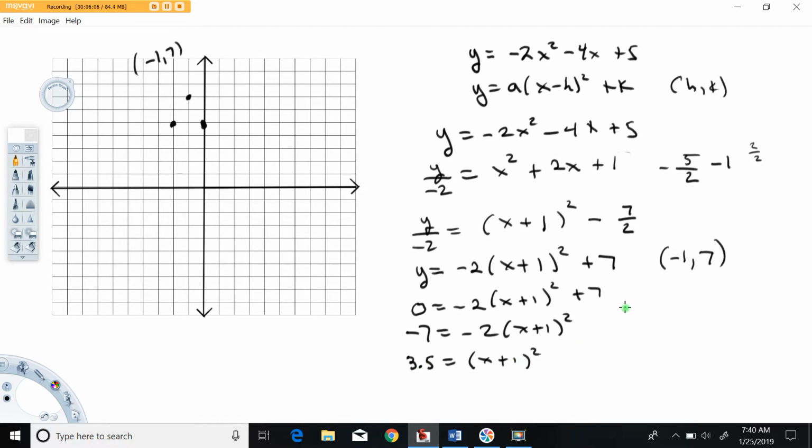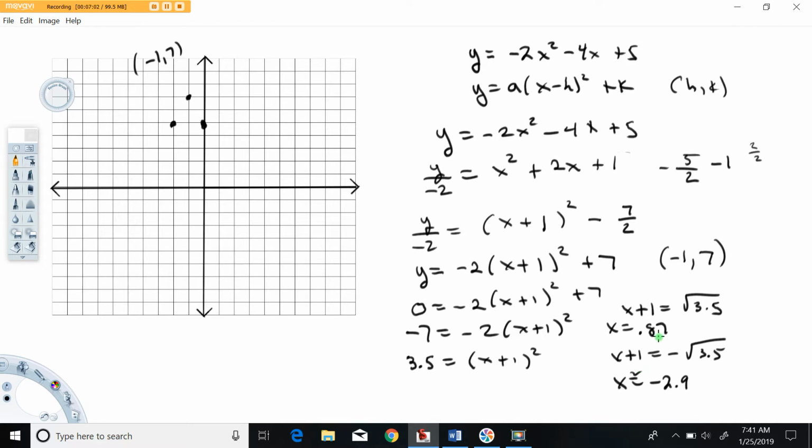Now, we solve this by taking the square root of both sides. I'm running out of room. I'll write this over here. So one possibility is that x plus 1 is equal to the square root of 3.5, or x plus 1 is equal to minus square root of 3.5. Now, if we solve this one for x, we get square root of 3.5 minus 1. I'm going to go ahead and just get a number out of that. I get 0.87 out of that. I'm rounding a little, but that's all right. We solve this one for x, we get negative 1 minus square root of 3.5. I get negative 2.87. Let's just call that about 2.9. Again, approximately. These are just sketches, so they don't have to be perfect.